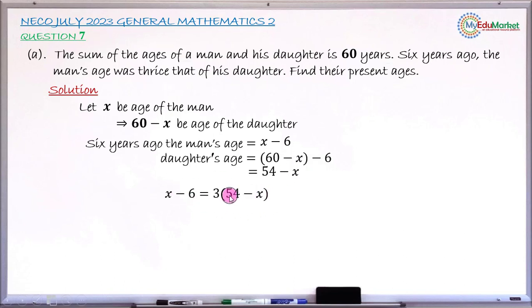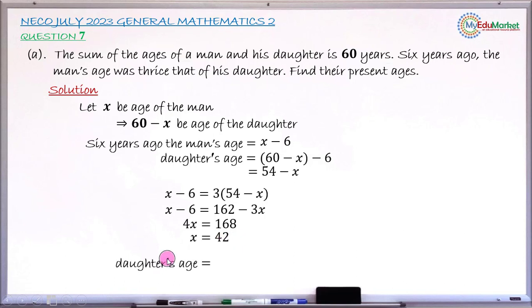To solve this simple equation, what you do first is to expand this bracket and collect like terms. So I'm going to have X minus 6 on the left. Expansion of this bracket gives 3 times 54, 162, 3 times minus X, minus 3X. Collecting the like terms, minus 3X shifted to the left, minus 6 shifted to the right, gives 4X equals 168. Dividing both sides by the coefficient of X, which is 4, X is now going to be 42. So the age of the man now is 42 years.